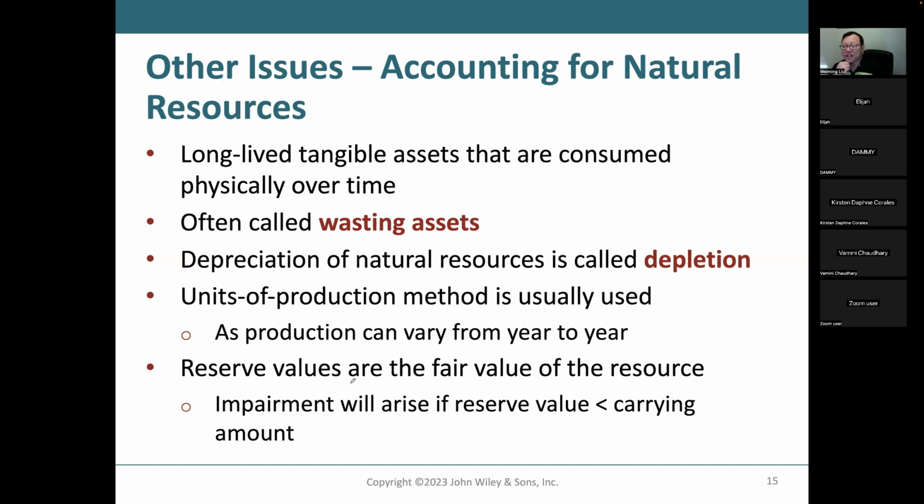Then we have a different terminology in parallel to depreciation. It's called depletion. Okay, depletion. So if it's a natural resource, we don't say depreciation, it's depletion. And if it's a natural resource, the method often used is the units of production method. This is a method we often use for natural resource assets.